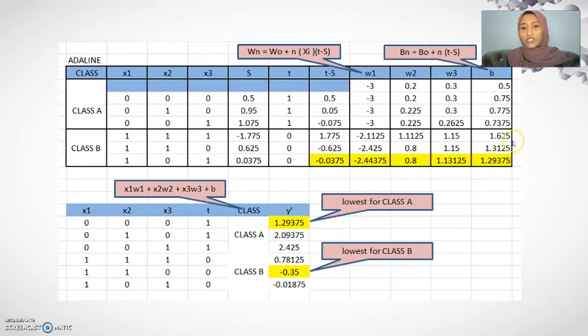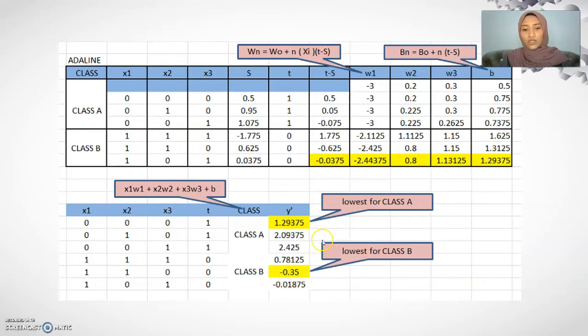For the next iteration, we just repeat the step. Then we find the sum. This is the last result that we get for W1, W2, W3, and bias. We use all these data, substitute them inside this formula, and to find the sum for every iteration here, we just need to substitute the value of x, and then we will get the answer.